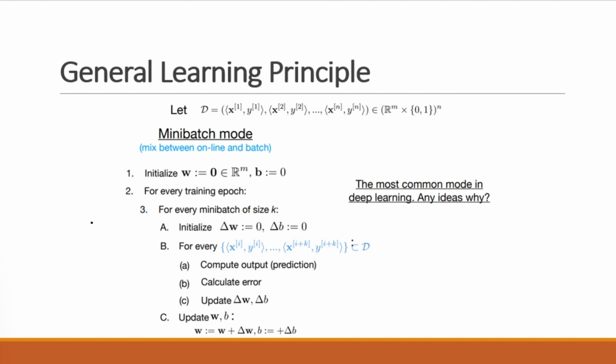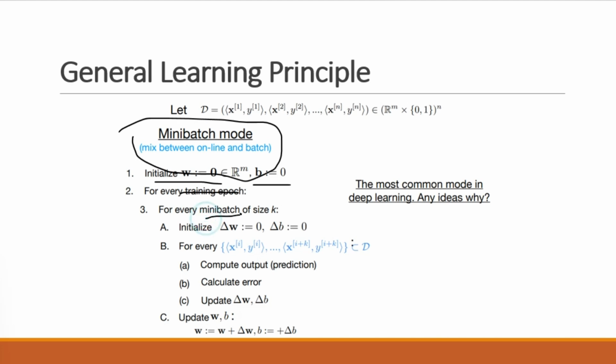Now let's get to the most common mode of learning. So this is the mini batch mode, which is a mix between the online mode and the batch mode. So similar to the previous two modes, what we do is we initialize our parameters that we want to update, the weights and the bias, and then we also iterate over the training epochs. But now what's new is we also iterate over mini batches.